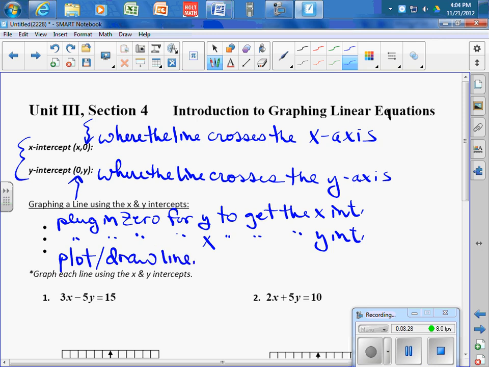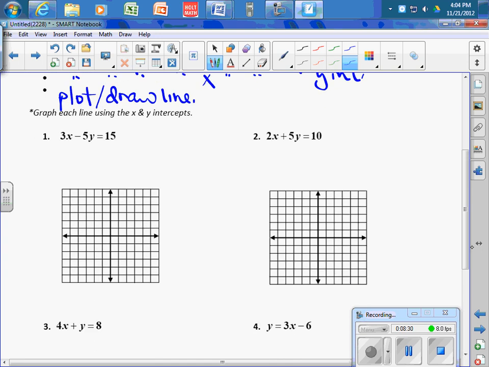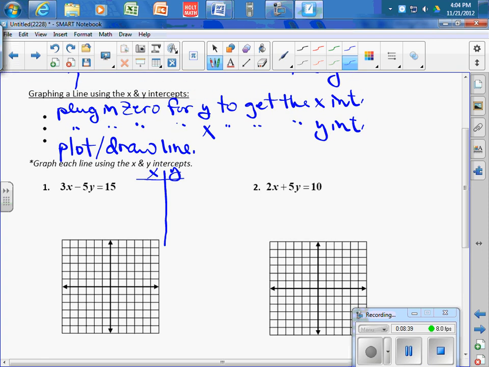All right, so here's what it's going to look like. Make a table where you have x and y. Now, the first thing I'm going to do is plug in 0 for y. That means I'm going to put a 0 here for the y. So when 0 goes in for the y, this term disappears because y is equal to 0. That gives me 3x is equal to 15. I divide both sides by 3, and I get x is equal to 5.